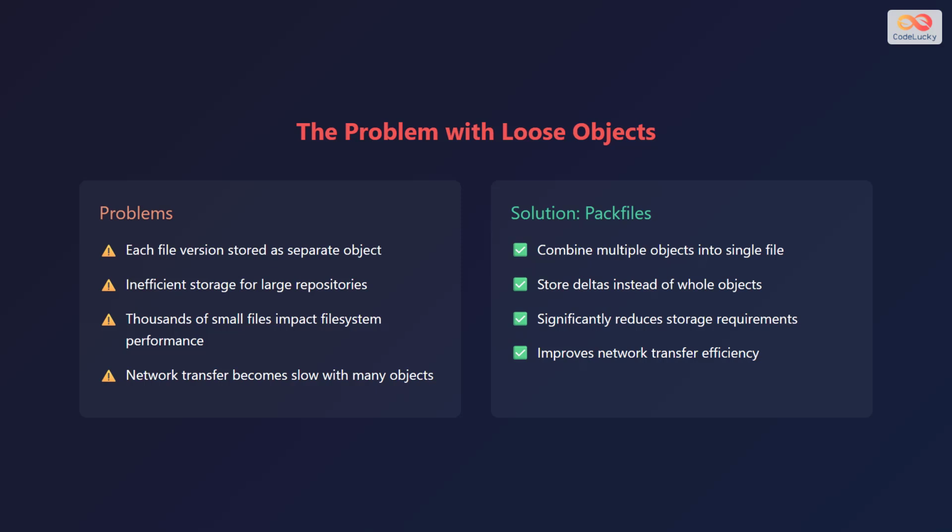Storing each file version as a separate object leads to some problems. It can result in inefficient storage, especially for large repositories. Managing thousands of small files can negatively impact file system performance. And network transfers become slow when dealing with a large number of objects.